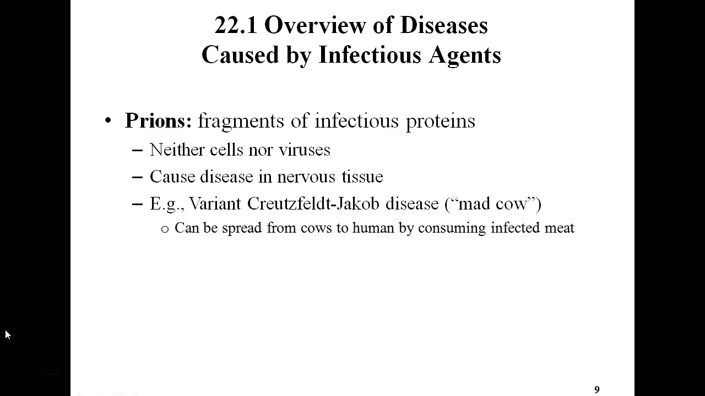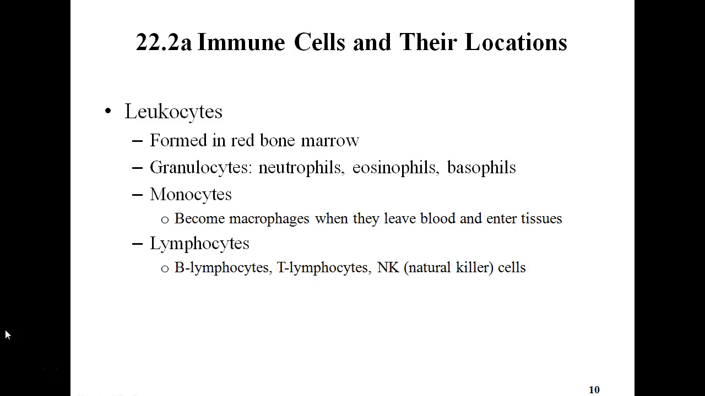Another example of a possible infectious agent would be prions. These are just fragments of infectious proteins. These are neither cells nor viruses, but they can cause disease in nervous tissue. Take, for example, so-called mad cow disease. Perhaps one might recall from listening to media that we can spread these fragments of infectious proteins from cows to humans by consuming infected meat. So that was just an overview of some of the items that we are trying to protect ourselves against.